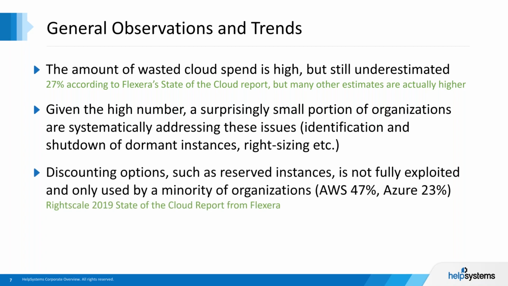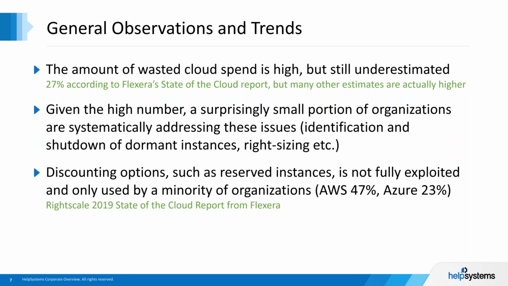Another thing that also appears in this report is that the use of reserved instances, which is a big way of saving costs in the cloud, is not fully exploited either. So it's one thing how much you actually decide to use it based on some sort of investigation or analysis, but it's only a minority of organizations, 47% in AWS and 23% in Azure, that is actually using it at all. So the rest of them haven't even considered using reserved instances. We'll come back to reserved instances, but it's a great way of potentially saving money.